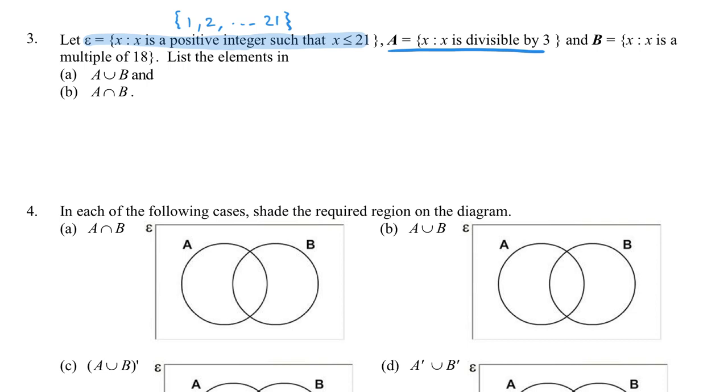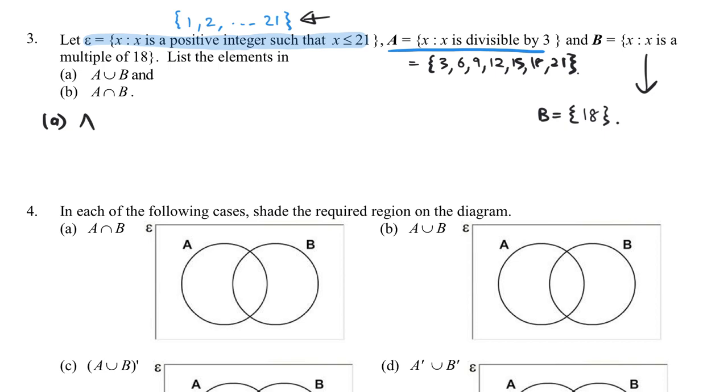So common tip, let us quickly take your pencil and list down everything that you know that can be divisible by 3, but still within the universal set. So numbers such as 3, 6, 9, 12, 15, 18, and 21. Okay, very useful. Next, what else can I say? B. B is a multiple of 18. Not many multiples of 18 are still within the universal set, and you only have the number 18. Very simple. So first one, A union B.